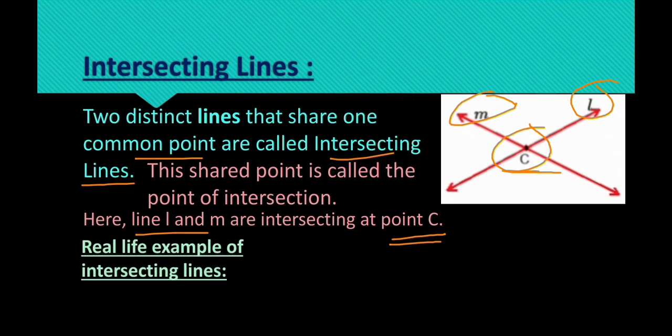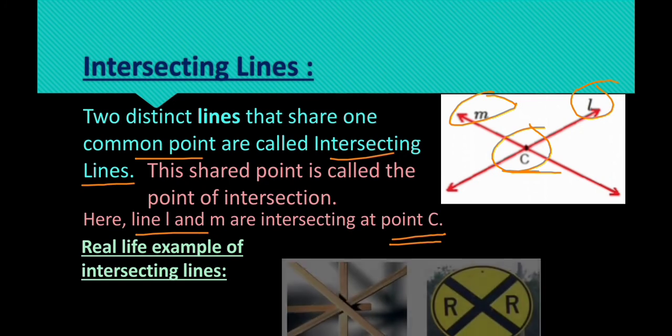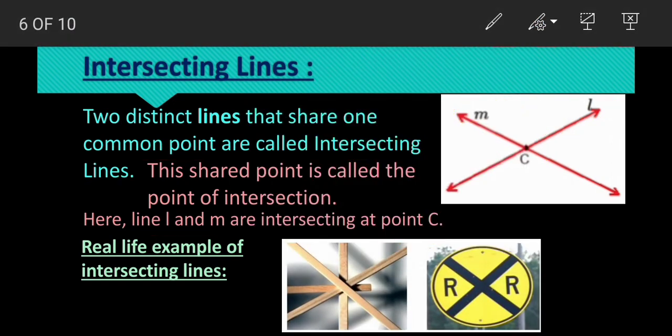Here are some real examples related to intersecting lines. Look at the picture. Here are the intersecting lines. Here are some sticks that are put one by one that form a common point. Here is the common point and this common point shows the intersecting lines. Next, look at another picture. This one has two lines that cross, and these crossing lines are known as intersecting lines.